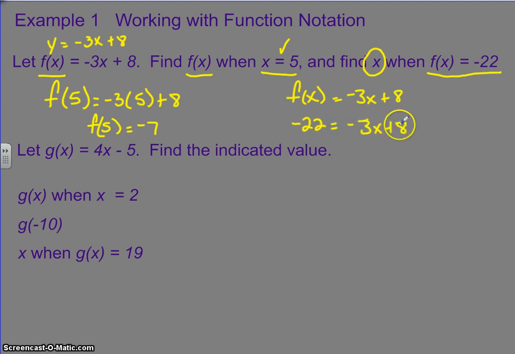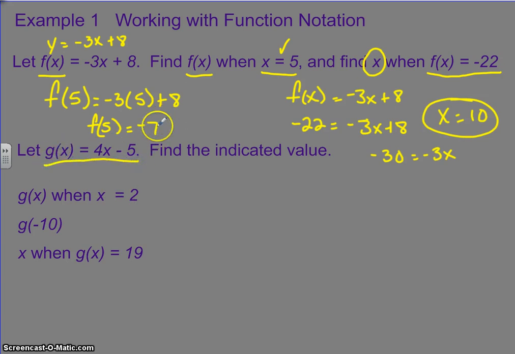Then I solve. So I subtract 8 from both sides. I get negative 30 equals negative 3x. Divide both sides by negative 3. I get x equals positive 10. Okay, so we did two different things. We substituted for x and found f of x. Here we substituted for f of x and found x. Okay, very basic. Now here's a new equation.